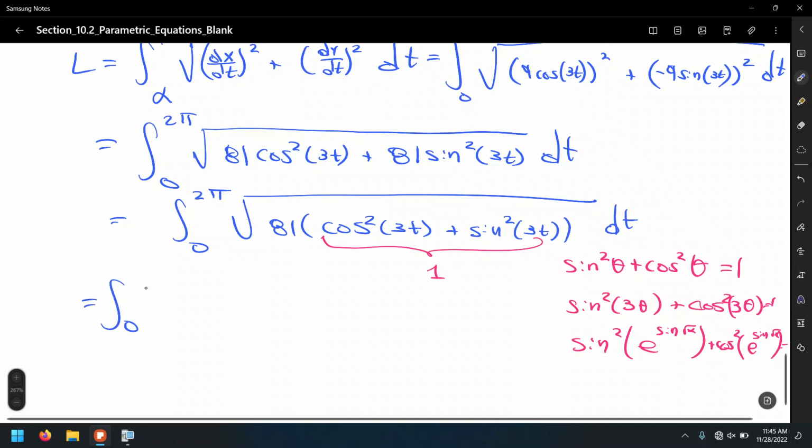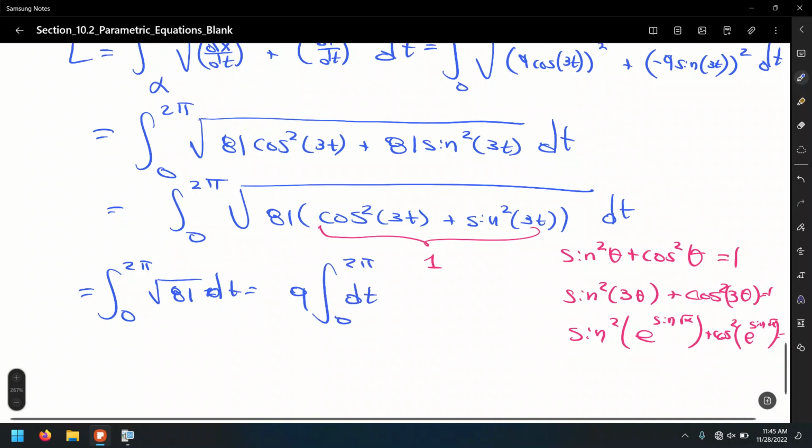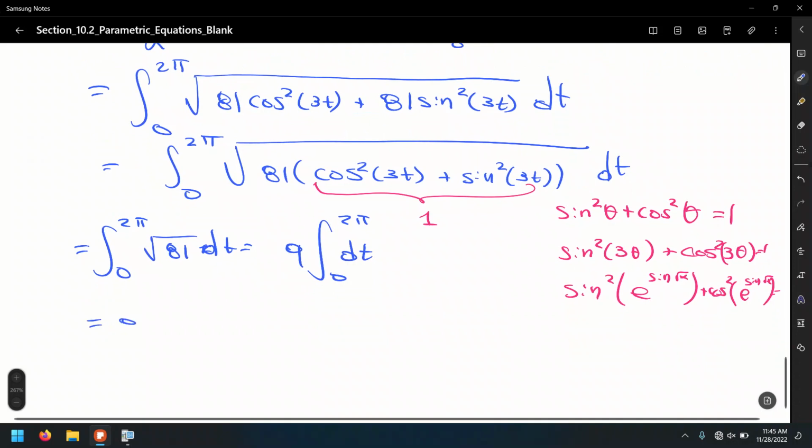And that's the integral from 0 to 2 pi. That's 81 times 1, which is simply 81. And the square root of 81 is 9. So 9 times the integral from 0 to 2 pi. And what's the integral of dt? Just t, right? So 9t. Do you see how nicely these simplify? So 9 times 2 pi minus 0, that's simply 18 pi.